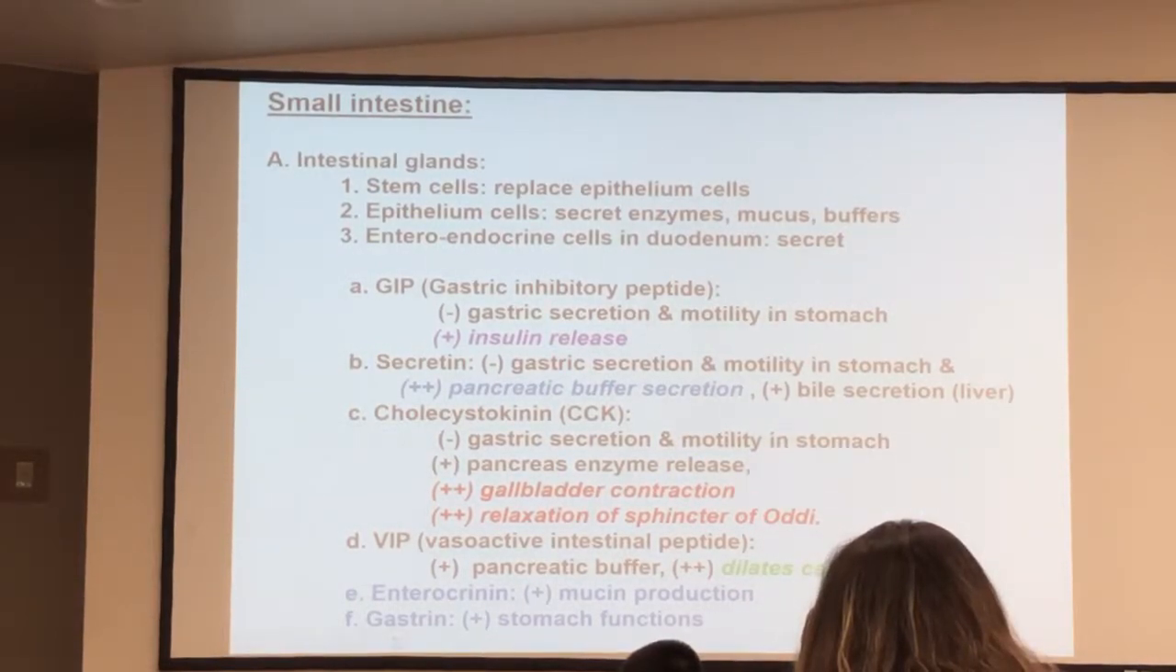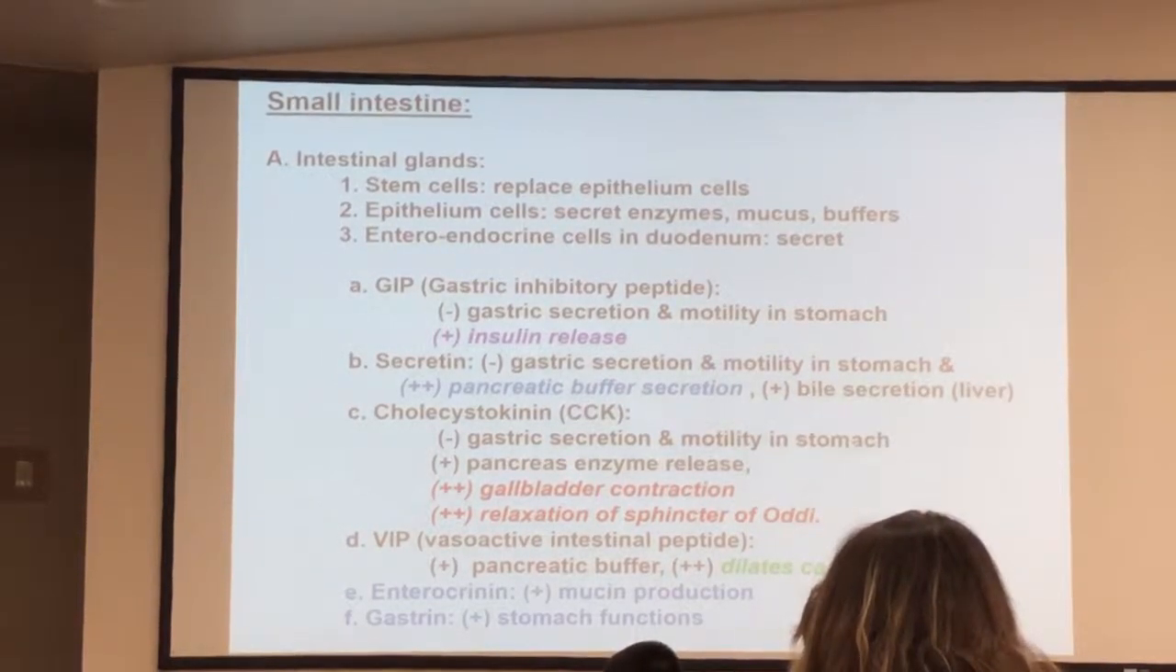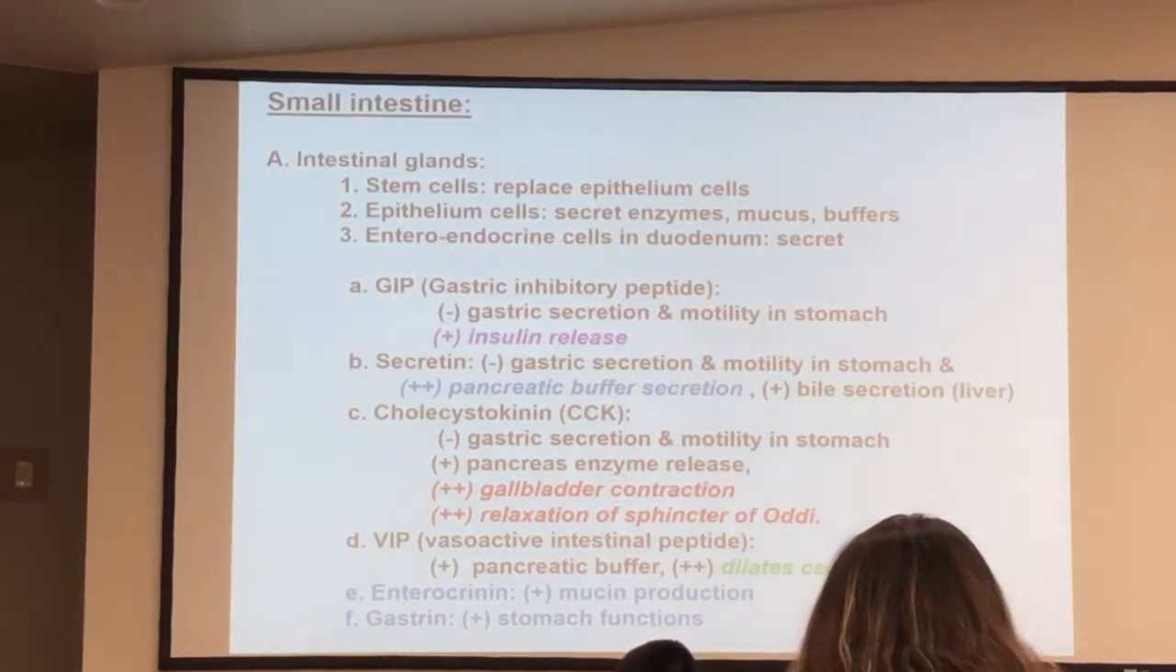GIP means gastric inhibitory peptide. Gastric means stomach, so it inhibits the stomach. I put the bright color in the first line: decrease gastric secretion, motility, and muscle contraction. Secretin also does the same thing. Cholecystokinin, or CCK, the same thing. All these three have the same effect, inhibiting the stomach. But they also have their special functions.